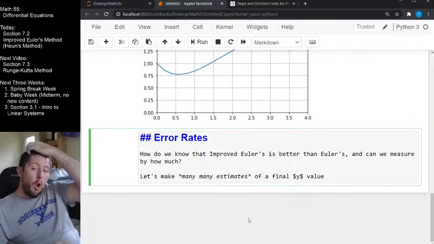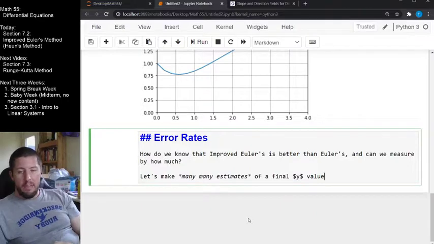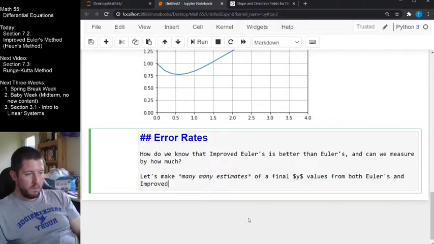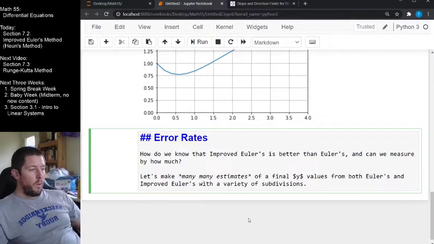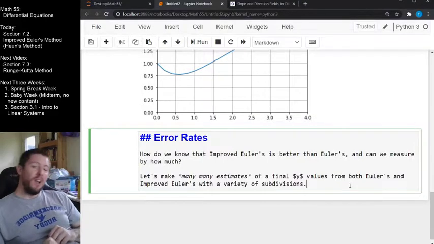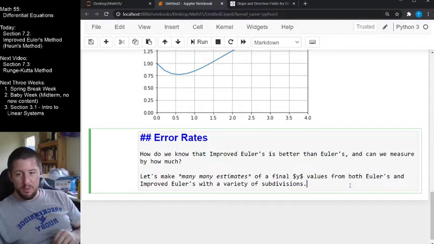So what we're going to do is make a whole mess of estimates, final y values. We're going to do k subdivisions. That's why I've been saving the variable k here. If I do 5 subdivisions with Euler's and improved Euler's, how do they compare? Versus 10 subdivisions with Euler's and improved Euler's? Versus 15 subdivisions with Euler's and improved Euler's, how do they compare?